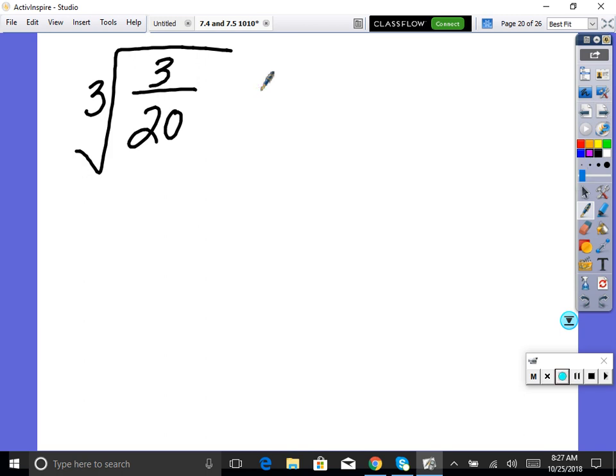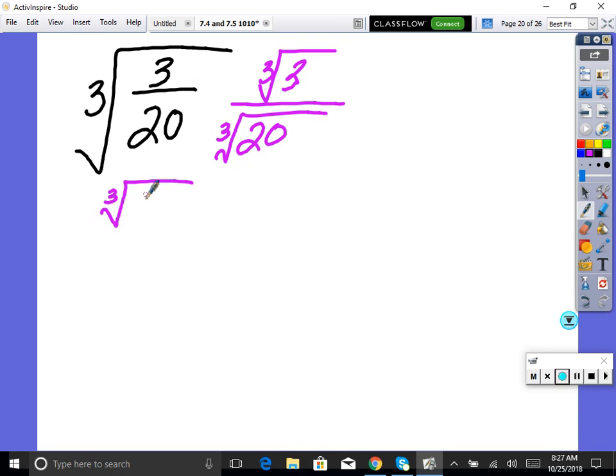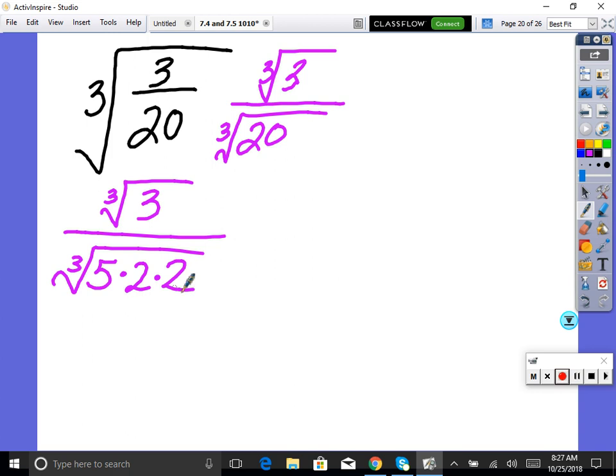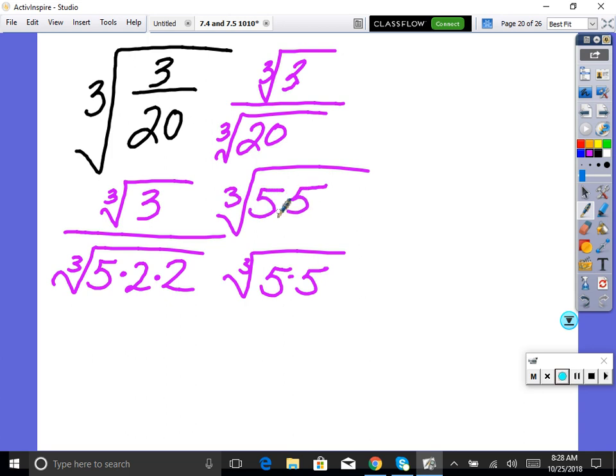So on top we have the cube root of 3. It didn't simplify. 3 and 20 didn't simplify. We would check that first. Now we have the cube root of 20. Now you'd say, okay, what are we actually looking at? We're looking at the cube root of 3 divided by the cube root of 5 times 4, right? So that's 5 times 2 times 2. We want it down to its completely factored form. So then we'd say we need how many more 5s? 2 more. And then we only need 1 more 2.